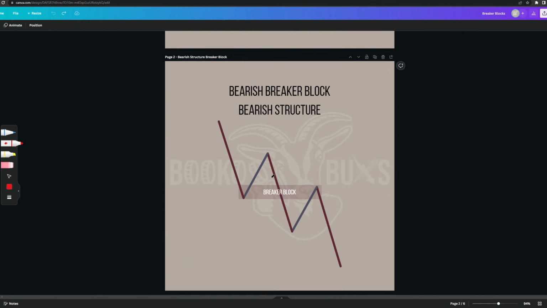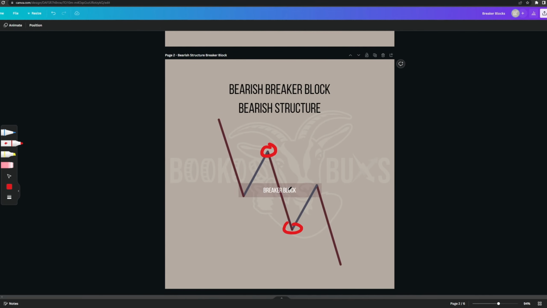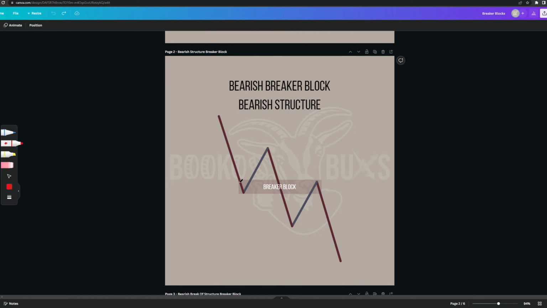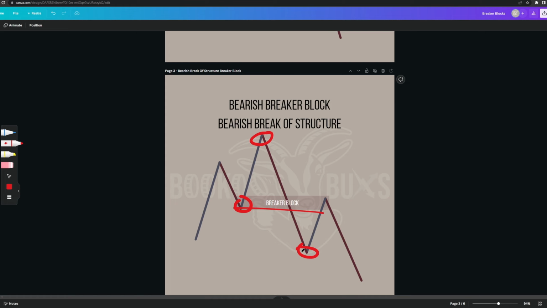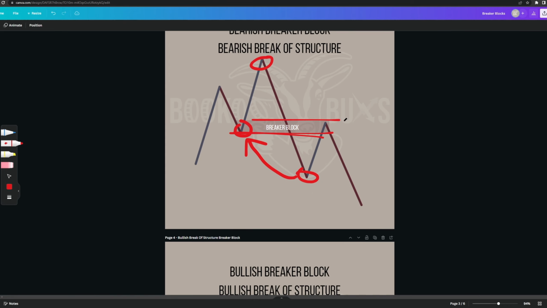Bearish structure. We have a high to a low. The breaker block will come from the previous low, which is this one. Any order block that you see fits. Bearish breaker structure, we have a low to a high price break structure. The breaker block will come from the previous low, any type that you see fits.